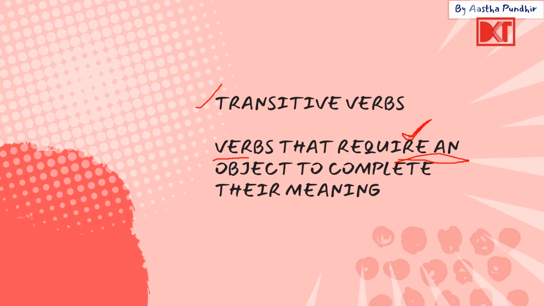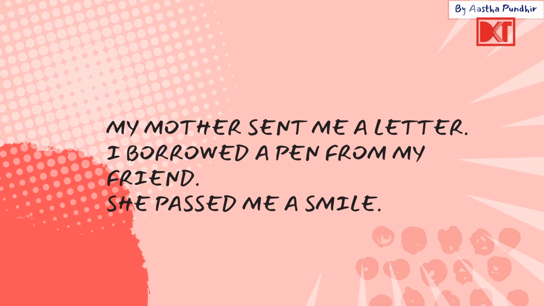All right. Okay, let's try to understand this through example. You just have to remember one small thing, that transitive verbs, they require what? Require an object. Okay. Alright, like here. My mother sent me a letter. Here, what is the verb? Sent. And what is the object? It's letter. Now here you see the verb is sent, to send.